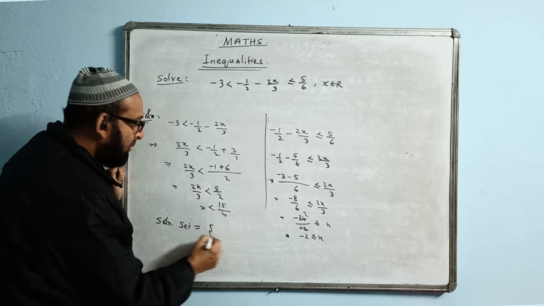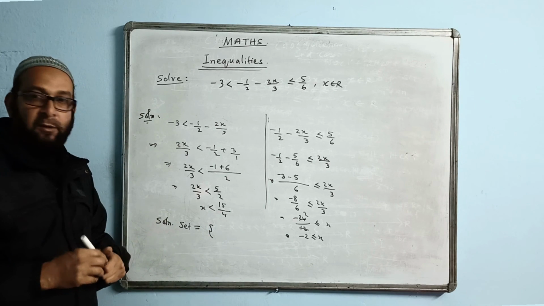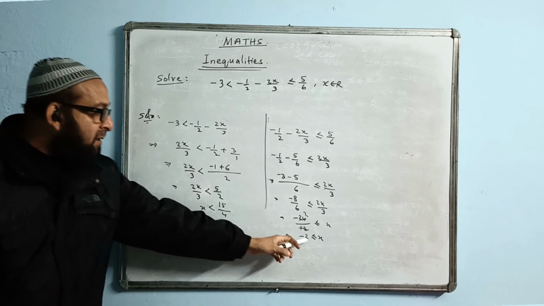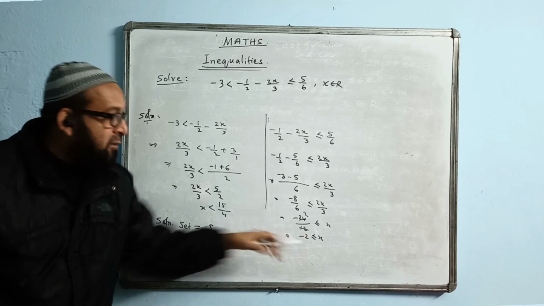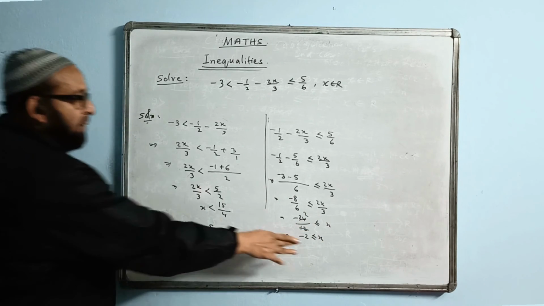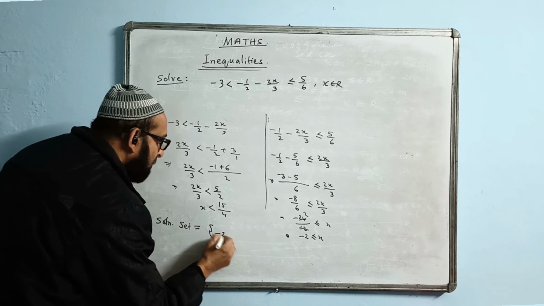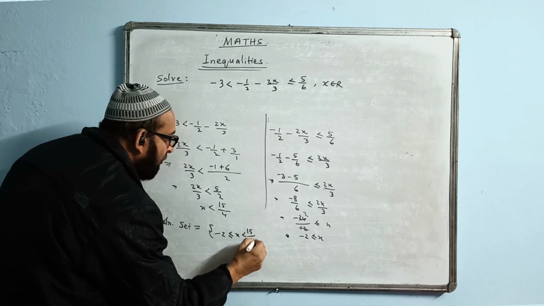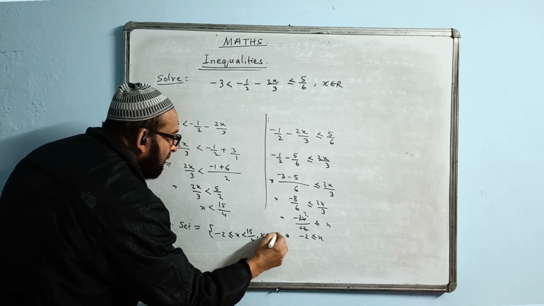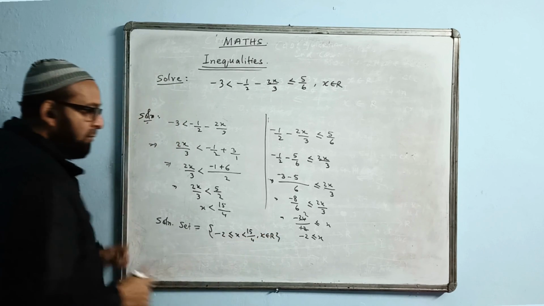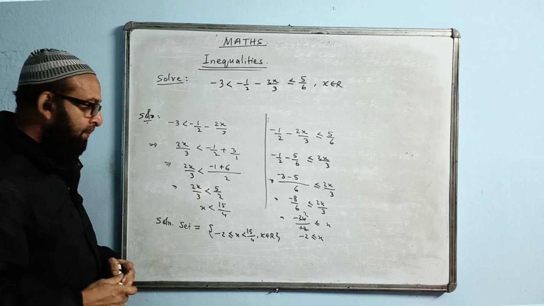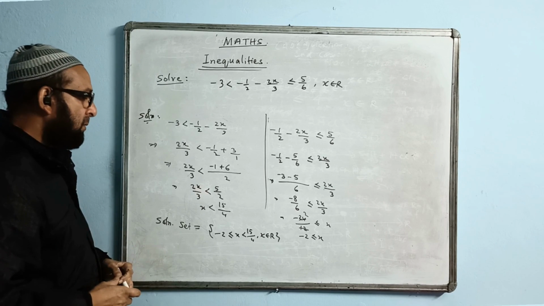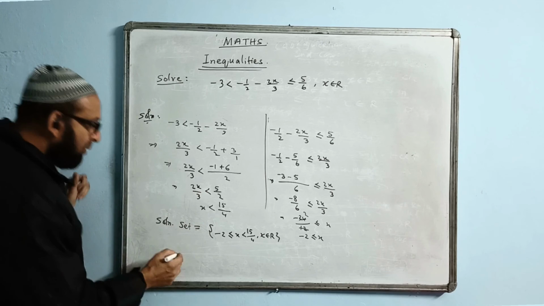So let us write the answer here. How to express the answer? You express the answer from this side: minus 2 less than or equal to x, because x is on the other side. So we start from here, this side. Minus 2 less than or equal to x, less than 15 by 4, you are combining together, and x belongs to R. No? Yes? Show this answer on the number line now.